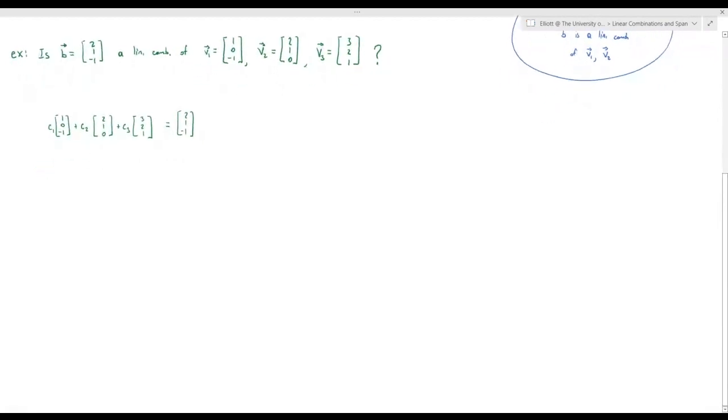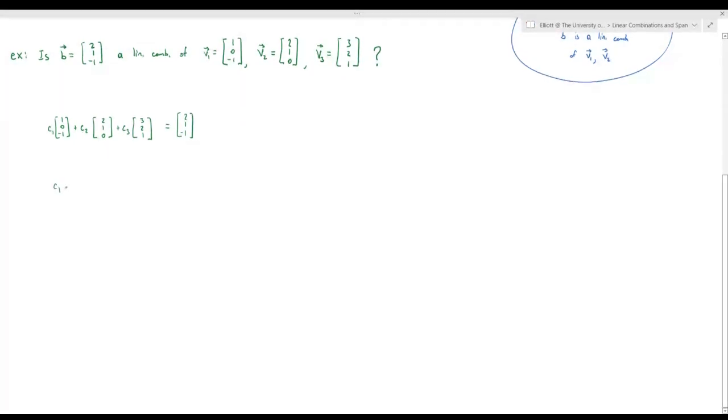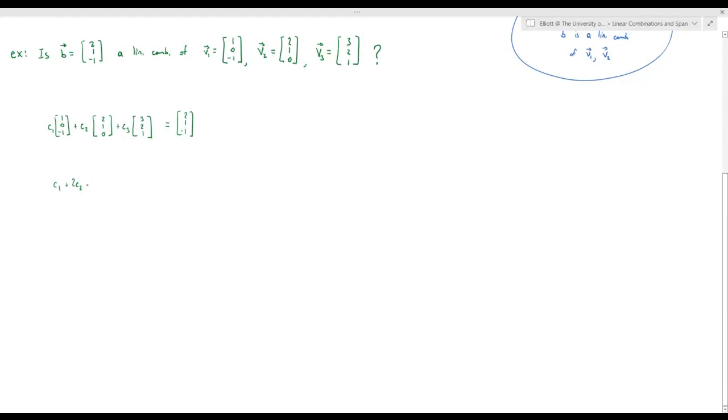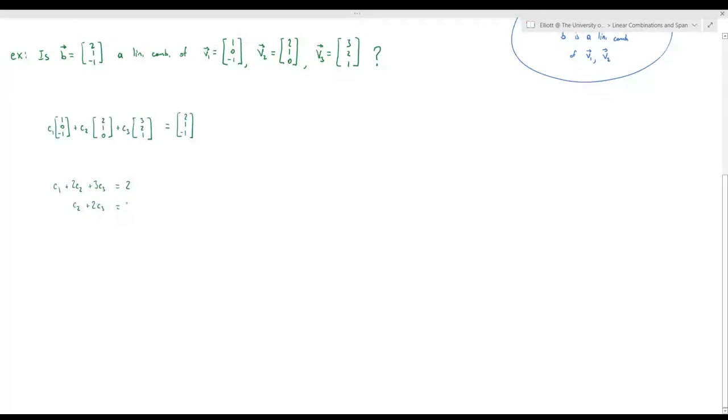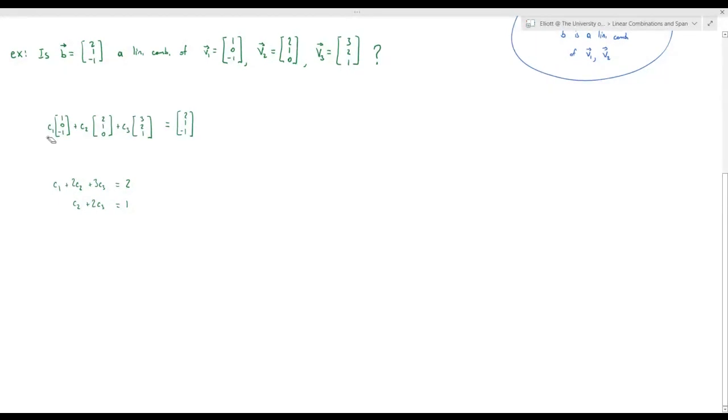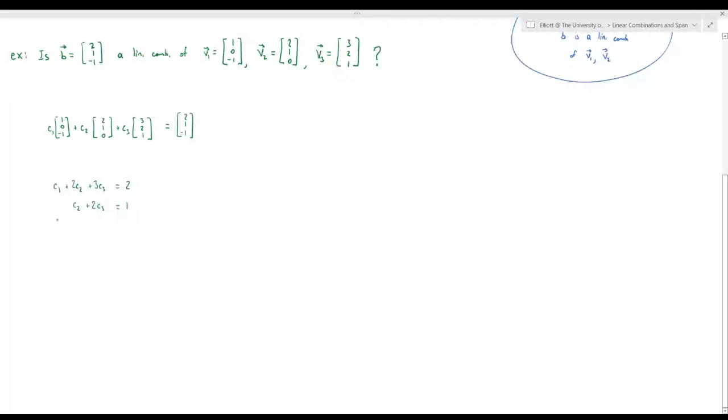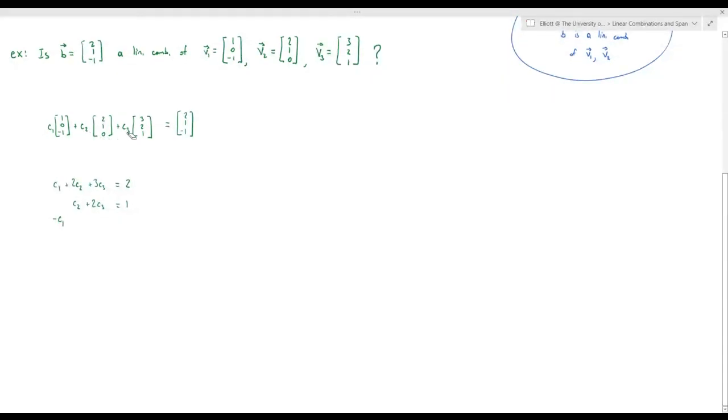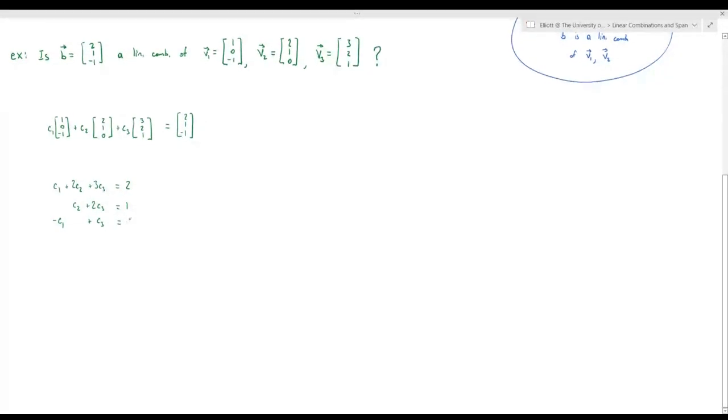If you focus on each of the components, you have 1 c1 plus 2 c2 plus 3 c3 equal to 2. Next, we have 0 c1 plus 1 c2 plus 2 c3 equals 1. And if you look at the last entry of everything, we have negative c1 plus 0 c2 plus 1 c3, and that must be equal to negative 1.